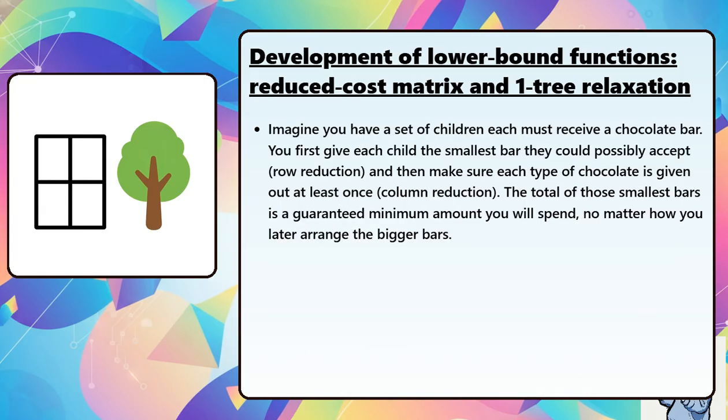Imagine you have a set of children, each must receive a chocolate bar. You first give each child the smallest bar they could possibly accept (row reduction), and then make sure each type of chocolate is given out at least once (column reduction). The total of those smallest bars is a guaranteed minimum amount you will spend, no matter how you later arrange the bigger bars.